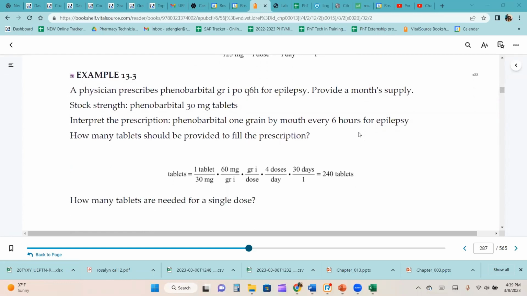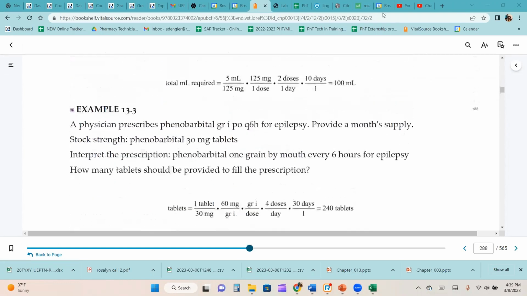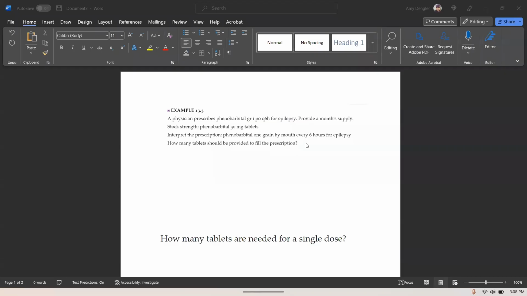All right, we'll do example 13.3. A physician prescribes phenobarbital 1 grain by mouth every 6 hours for epilepsy. Provide a month's supply. So in stock, we have 30 milligram tablets. And then it says interpret the prescription.